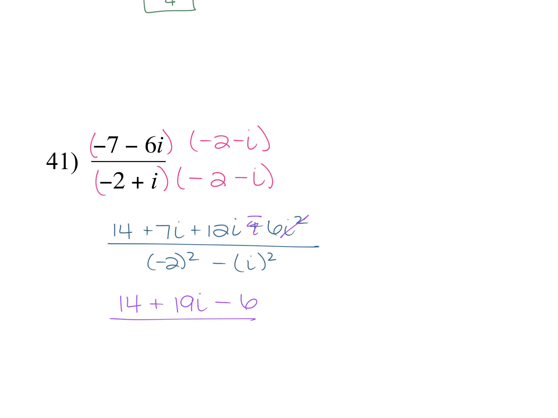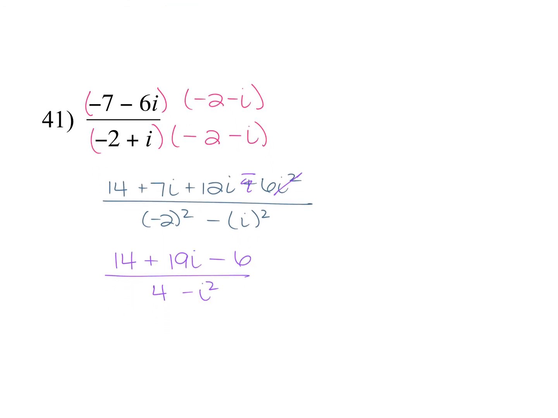On the bottom, that negative 2 squared is 4. And that i squared is i squared. So this, no, it was plus 6, but because it was 6i squared, it became negative 6, because the i squared is a negative 1, so positive 6 times negative 1 is a negative 6. So that i squared on the bottom is negative 1. Double negatives turn into positives. So this is going to give us 14 minus 6 is 8 plus 19i all over 4 plus 1 is 5.